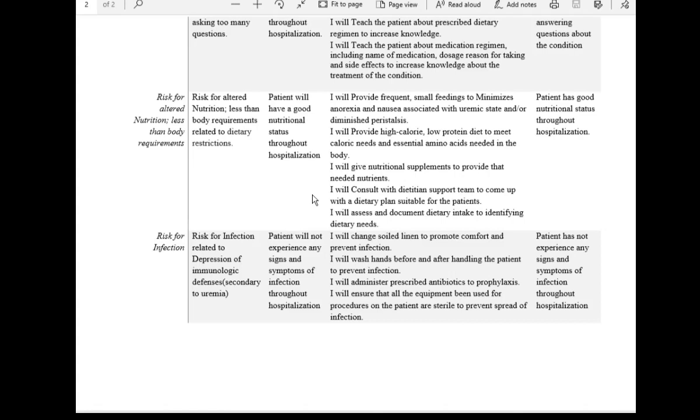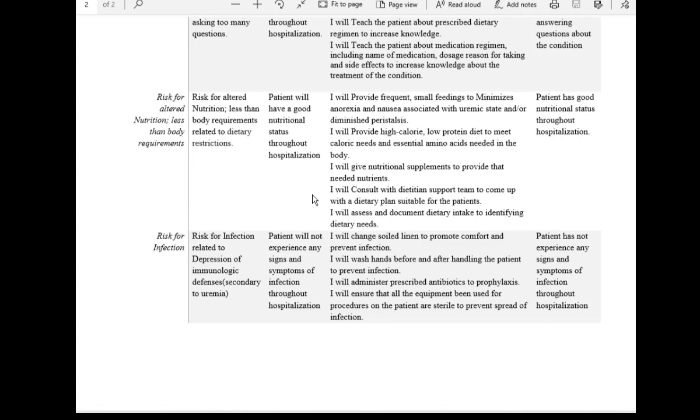One, I will provide frequent small feedings to minimize anorexia and nausea associated with uremic state, or to diminish peristalsis. So here you find that when you give the patient small frequent feeds, that will help in minimizing anorexia and nausea. Therefore, the patient can eat and improve their nutritional status.